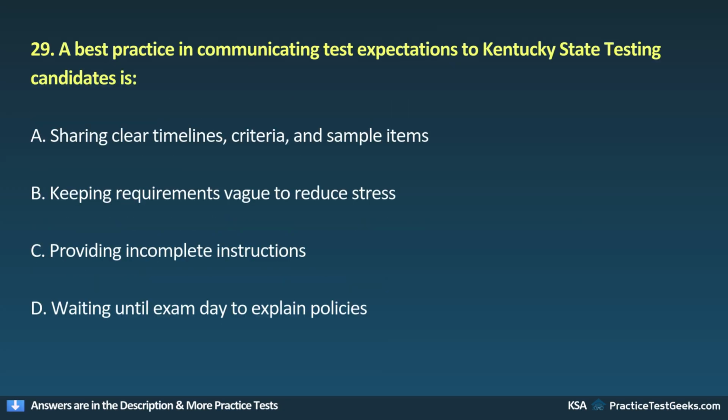29. A best practice in communicating test expectations to Kentucky State testing candidates is: A. Sharing clear timelines, criteria, and sample items. B. Keeping requirements vague to reduce stress. C. Providing incomplete instructions. D. Waiting until exam day to explain policies.